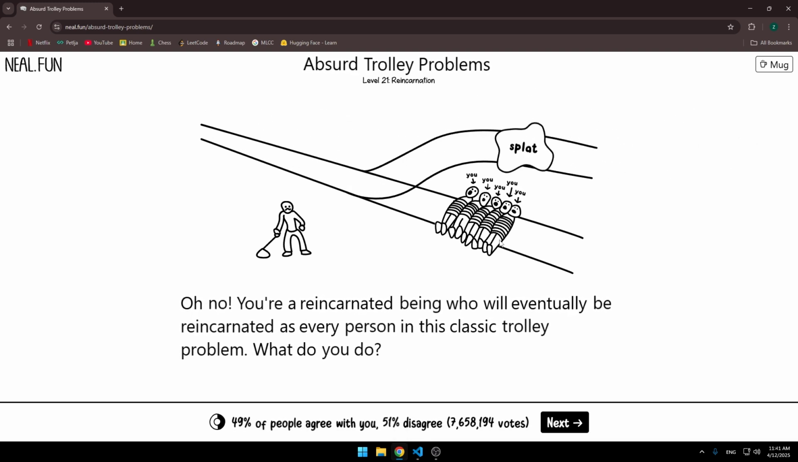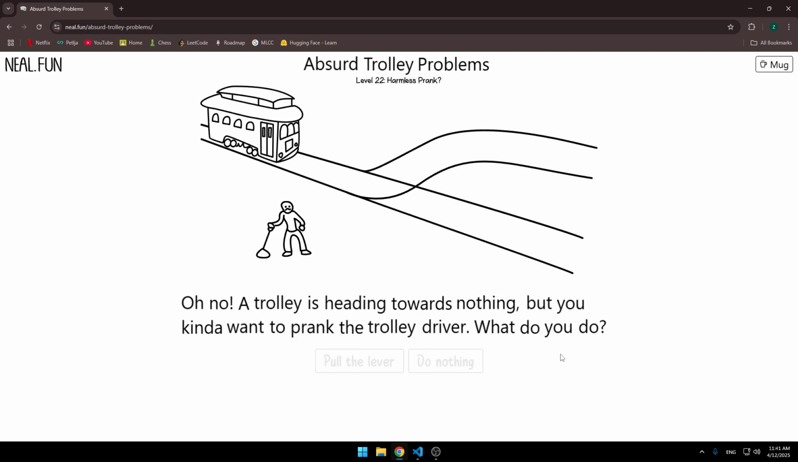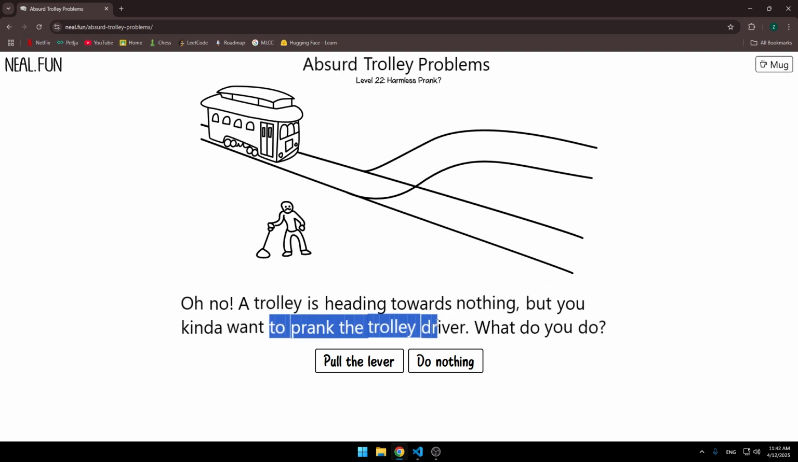God, this is... Most people wouldn't do anything? Wow. Okay. Oh no, a trolley is heading towards nothing, but you kind of want to prank the trolley driver. What do you do? We can pull the lever. Honestly, we're pulling the lever here. It's the obvious choice. You want to prank the trolley driver.